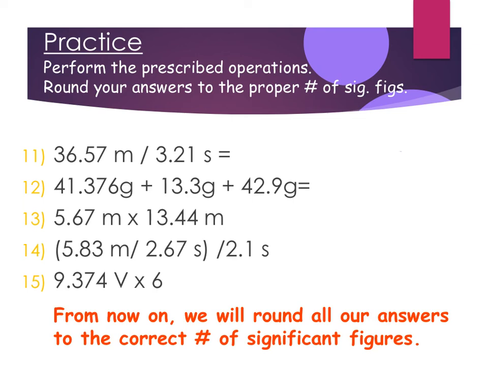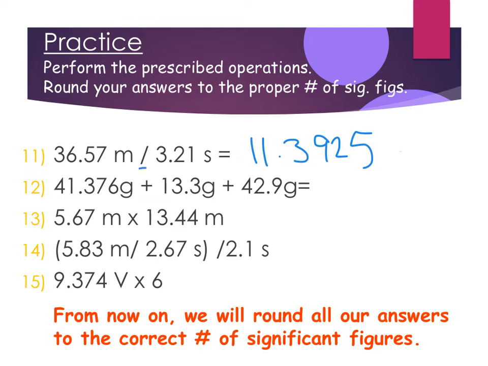Let's try some more practice problems. I'll go through the first one with you, and then you can try the rest by yourself. Actually, I'll go through the first 2 with you since we have 2 different operations. So the first one, 36.56 meters divided by 3.21 seconds. The calculator is going to give us 11.3925, and it just keeps going on.